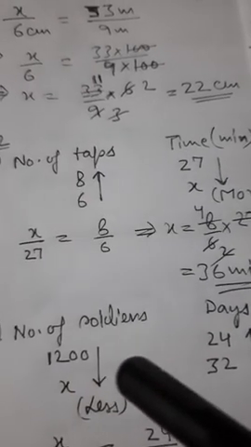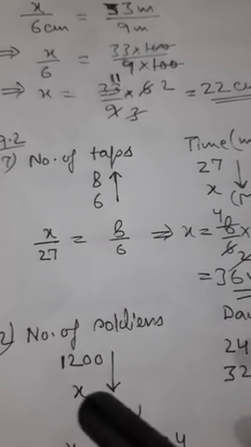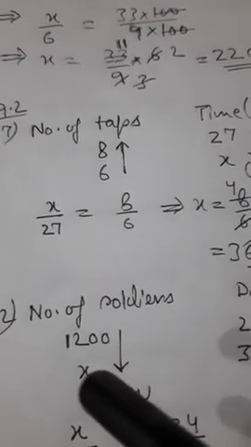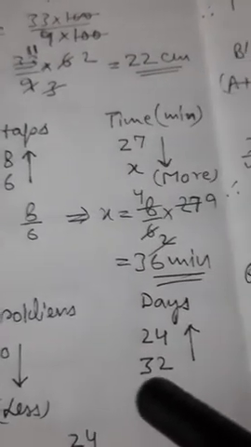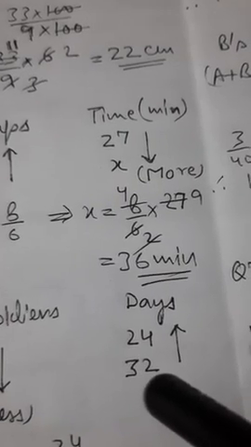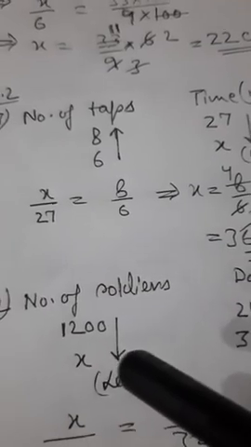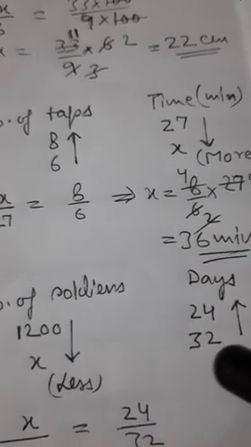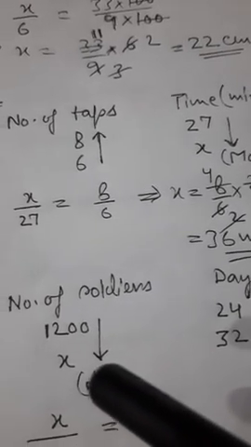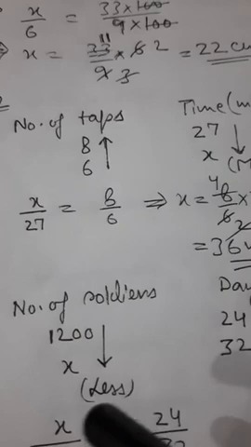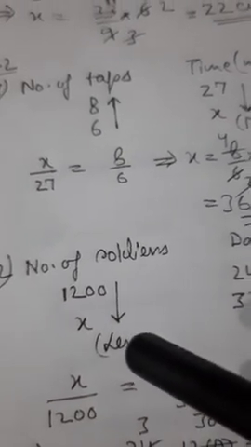But few soldiers have left. If there are less soldiers, food will last for more number of days. That is why it is lasting for 32 days. So we point the arrow towards x. But since the food is lasting for more number of days, the number of soldiers is less now. So that is why we can write less here. So the arrow is pointing towards less.